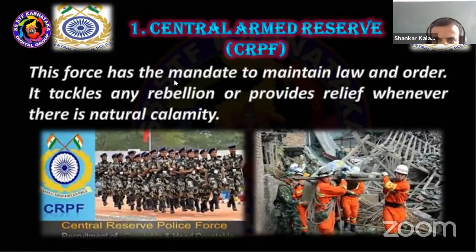The CRPF has the mandate to maintain law and order. It tackles any rebellion or provides relief whenever there is a natural calamity. It helps to manage internal struggles and problems, and whenever India faces natural disasters, it helps to maintain all activity.